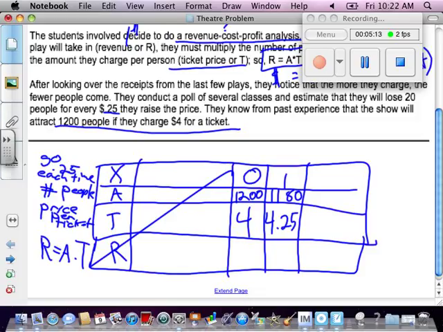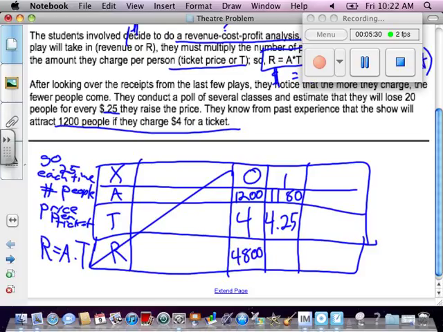What is 1200 times 4? So you guys all have calculators in front of you. What is 1200 times 4? I heard one person. Does everybody else have the same thing? Yeah. Got 4,800?